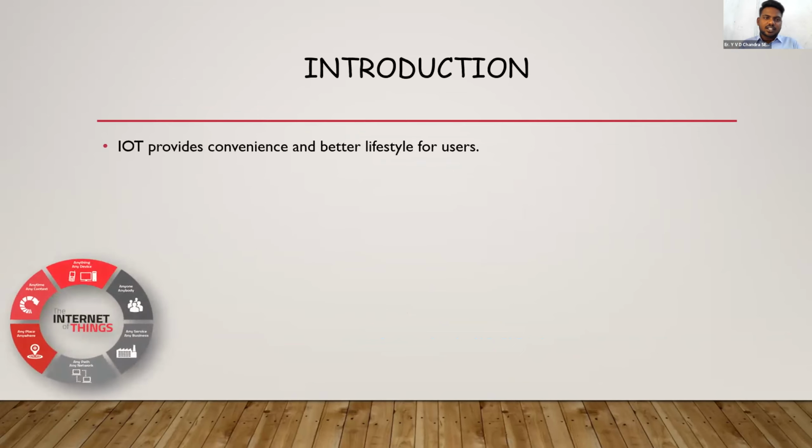Coming to the introduction, IoT provides convenience for a better lifestyle of the users. The internal meaning of the sentence is that the work done by humans is instead done by a machine. That means IoT provides convenience to humans by increasing machine work and decreasing human work. Even our own work is done by a machine using this IoT technology.